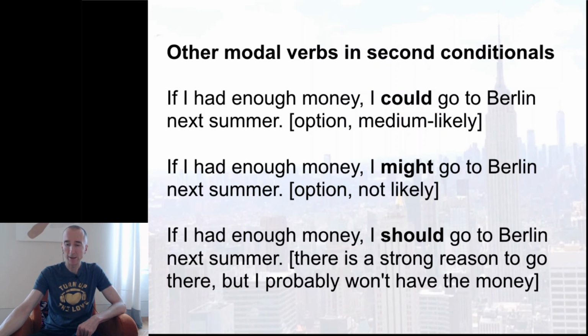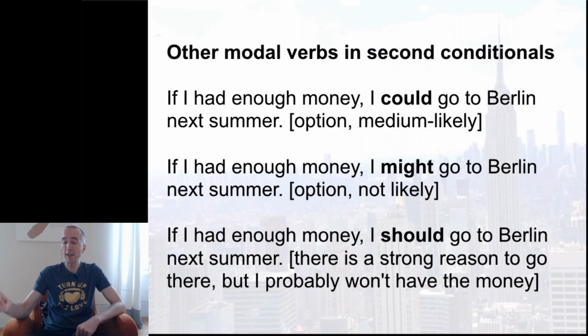All right. Looking at the second conditionals, we can also use some of those same modals, but not all of them. If I had enough money, I could go to Berlin next summer. It's an option. It's medium likely, you might say. But remember, this is a second conditional, so I've told you that the if clause is under 50%.